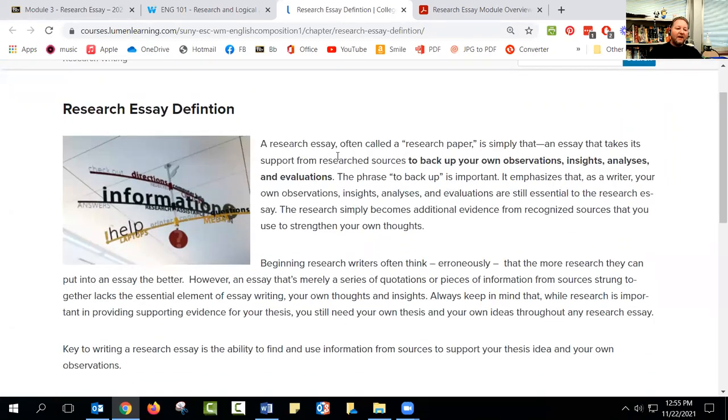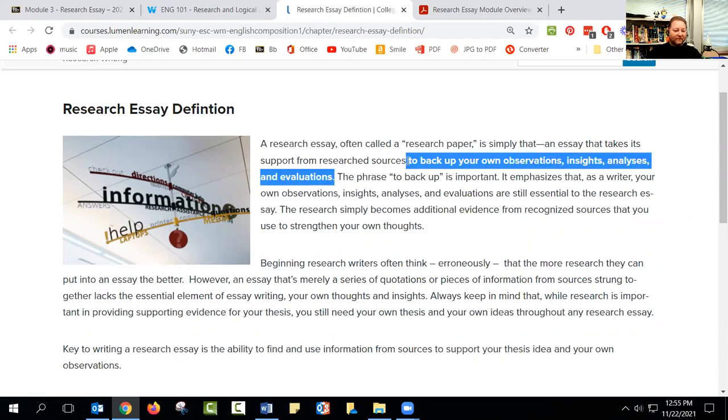And this is key. Understanding what a research essay is is really, really important. Because if you don't fully understand what kind of paper this is, it's really easy to go way off track, way off track. All right. So this one, it says, a research paper is an essay that takes its support from research sources to back up your own observations, insights, analyses, and evaluations.